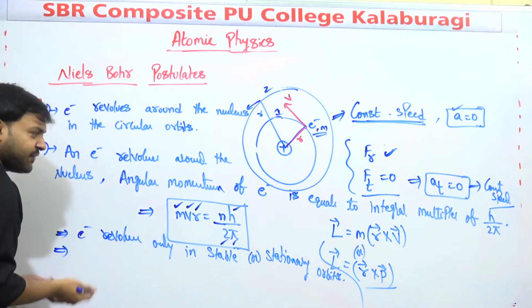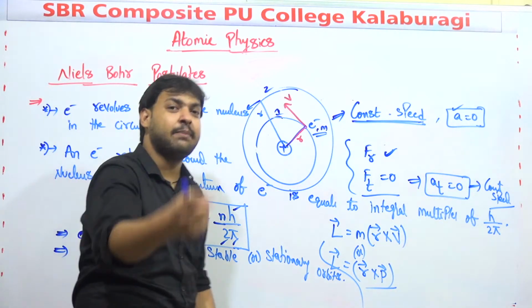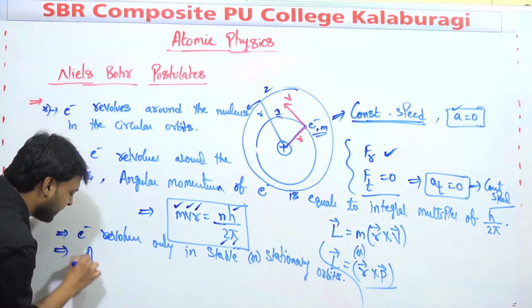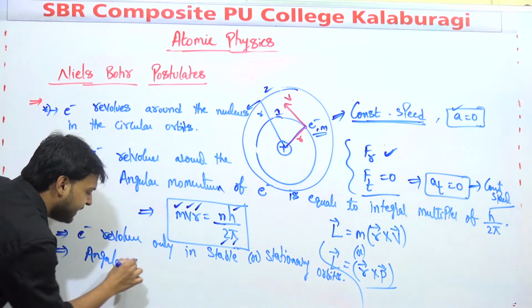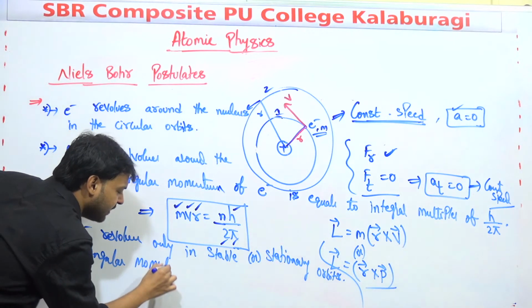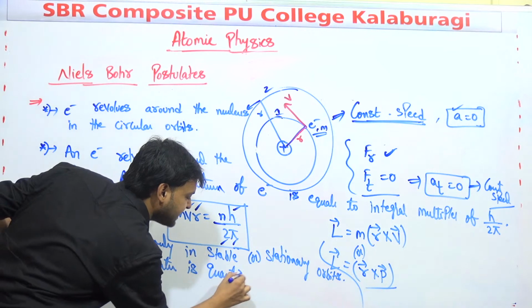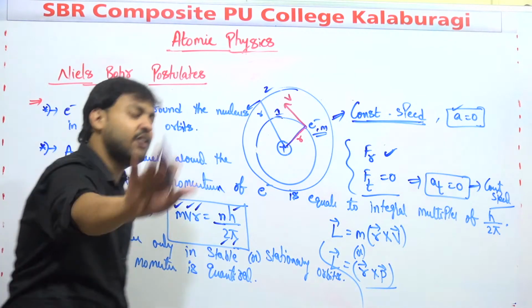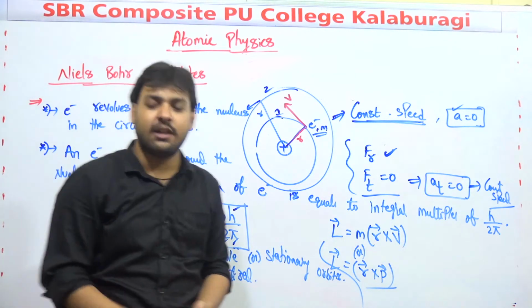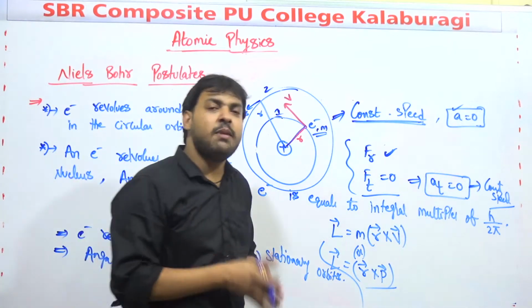Now here, what is the final point? Already I said here, angular momentum is conserved. Angular momentum of the electron is quantized. Sorry, not conserved. Quantized. What do you mean by quantization? Already we studied.